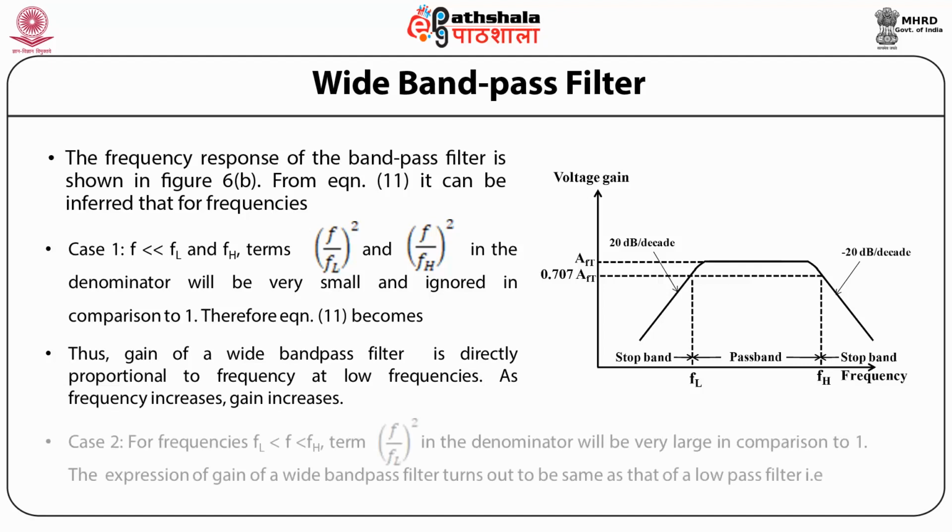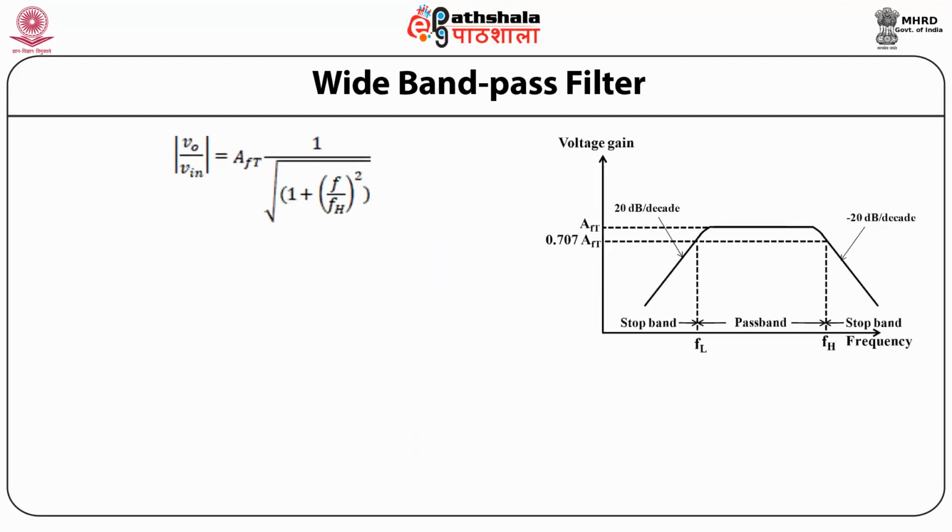We discuss the second case where the frequency f lies between fL and fH. Now the term f by fL whole square in the denominator will be very large in comparison to 1. So the expression of gain of a wide bandpass filter turns out to be the same as that of a low pass filter. That is, modulus V0 by Vin equals AFT into 1 divided by square root of 1 plus f by fH whole square.